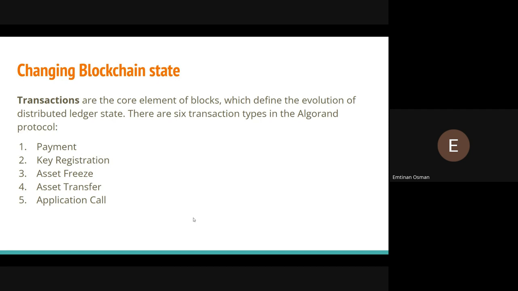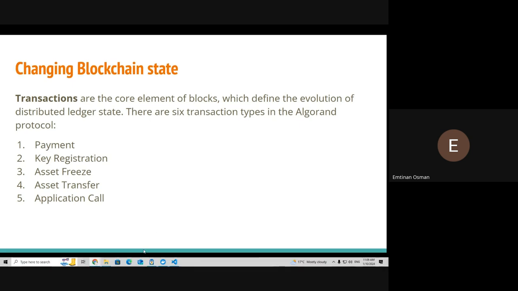You can create an asset and then you can transfer it to another user, someone else. You can freeze the asset. Basically, that means that you prevent it from being transferred further. So it cannot be changed anymore.